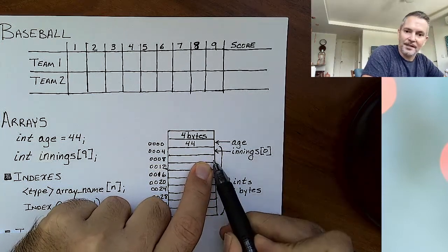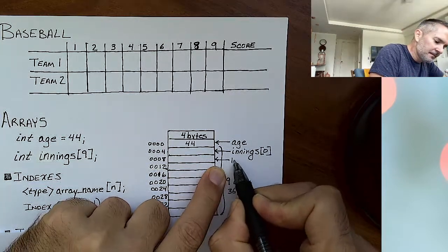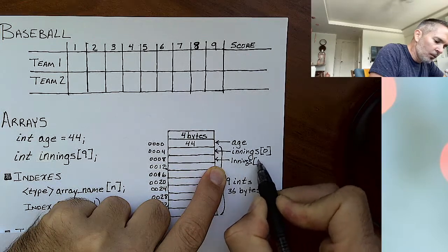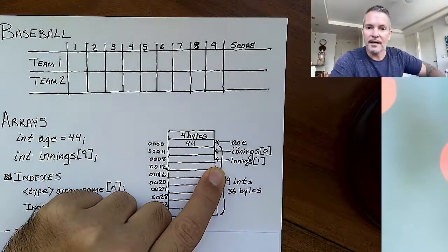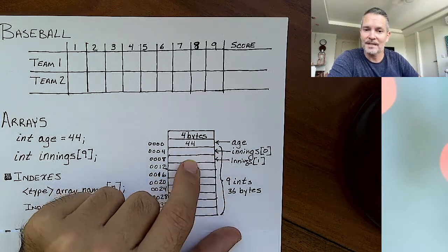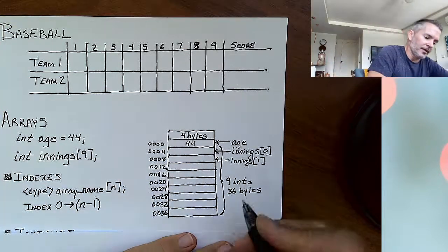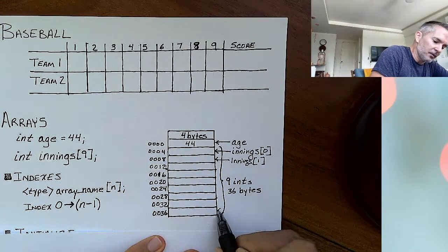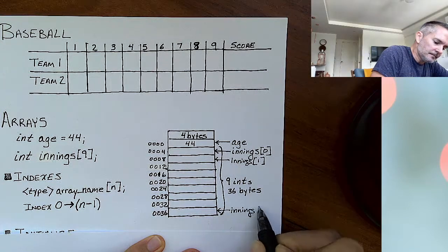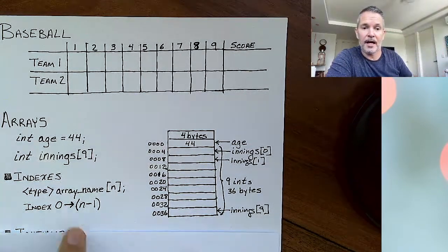To get the second position, I need to say innings bracket 1. That tells the compiler, hey, I want to go into the memory block called innings, and I want to access the second memory location, all the way up until we get to the maximum value for the array, and I can address that as innings 9. And I can't go any higher than 9.